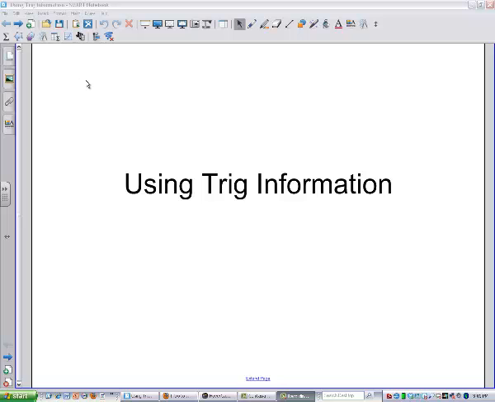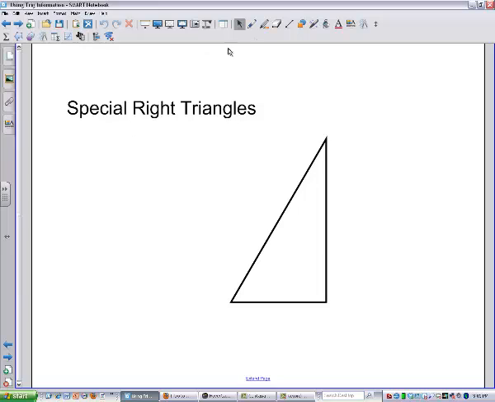Today's video is called Using Trig Information. Hopefully by the time we're done, you'll have the ability to use some trig information. We're going to start with, again, what should be a review topic, the special right triangles. We've got a right angle. We used to call this a 30, 60, 90 triangle. Now we're going to call it a pi over 3, pi over 6 right triangle.